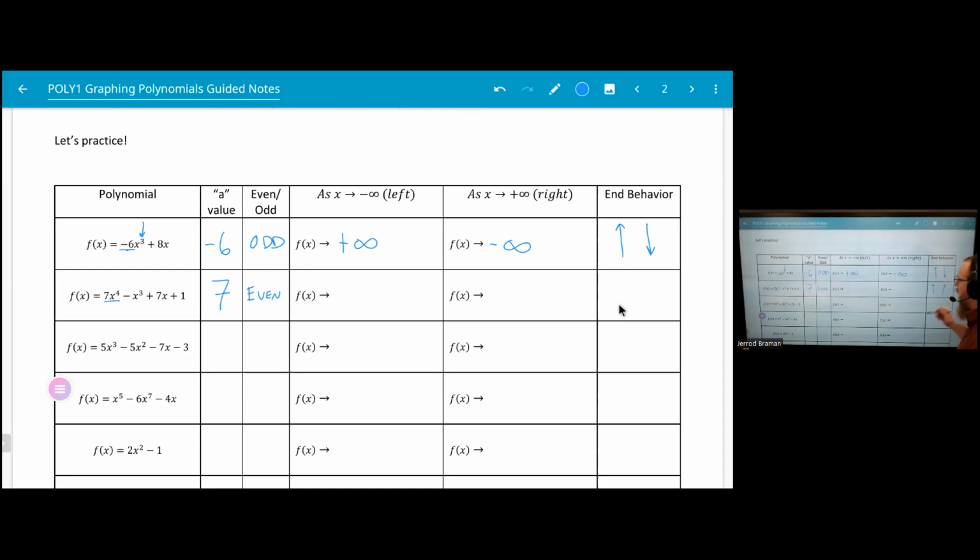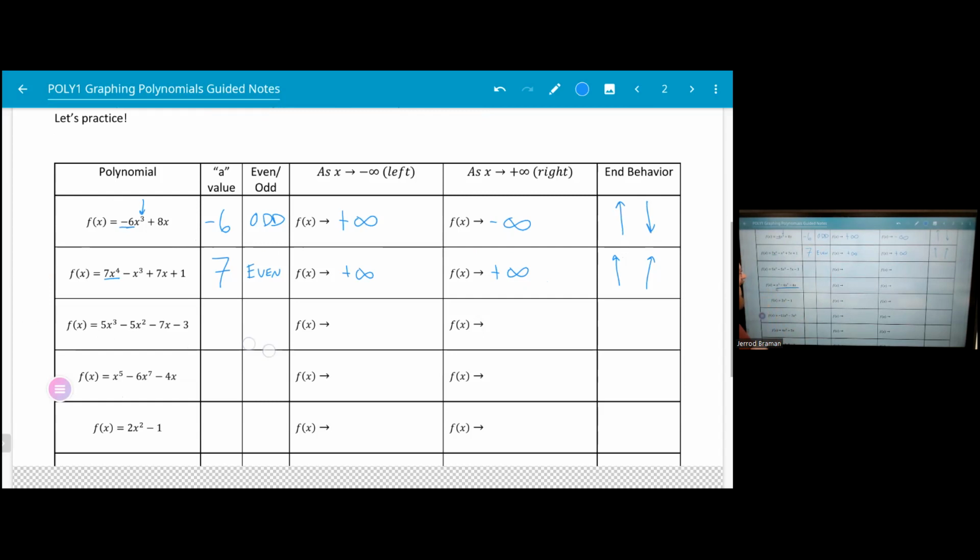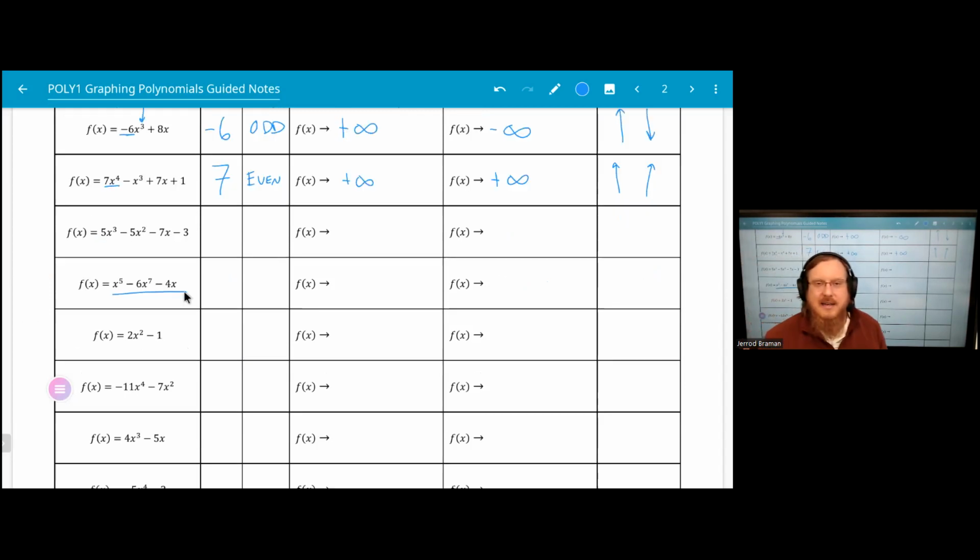So on the left side, if it goes up, that means it goes to positive infinity. On the right side, if it goes up, that means my y values also go to positive infinity. So with that said, what I need you guys to do is do the rest of this table. And I'm going to highlight this one right here. It's not in standard form. You might want to rewrite that to check that.